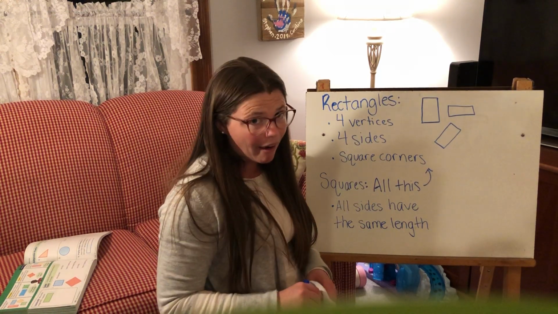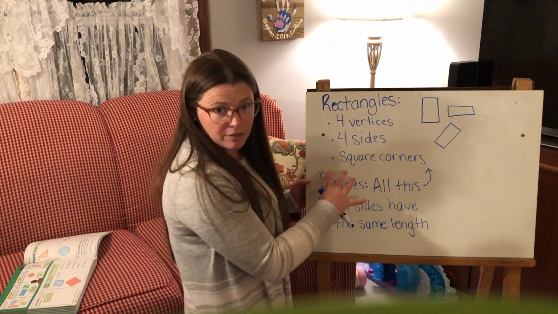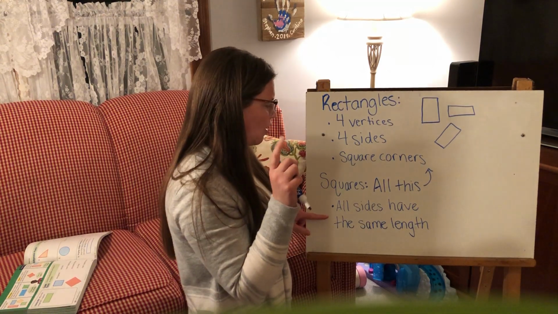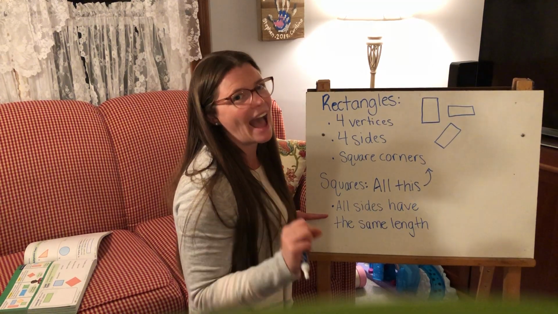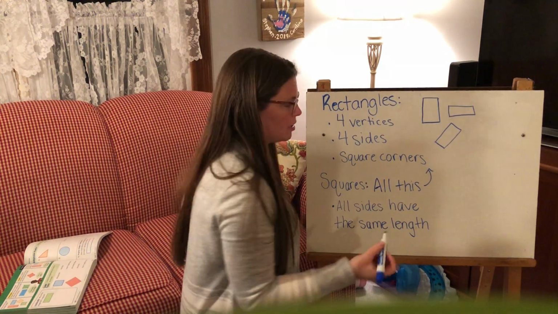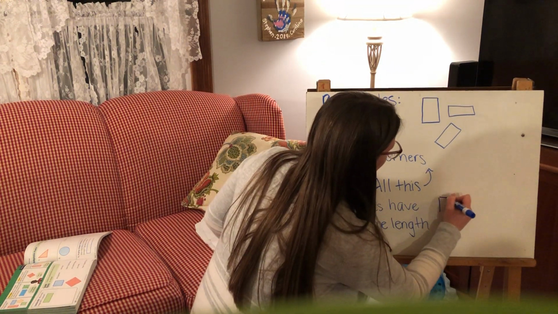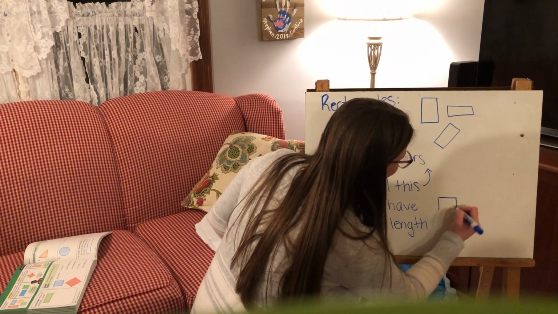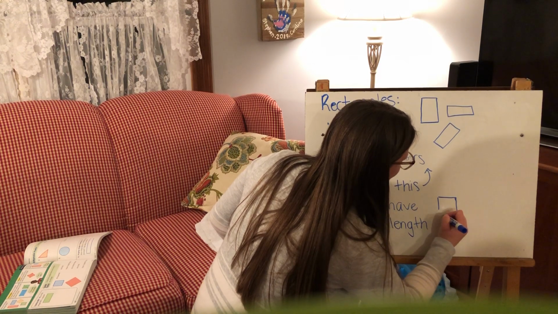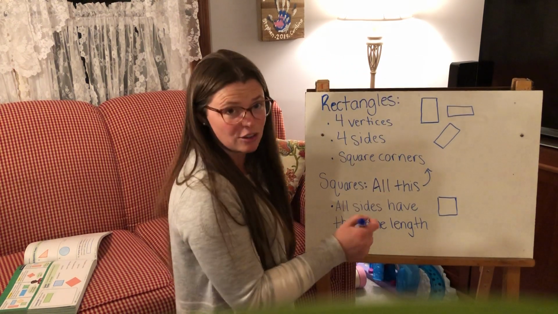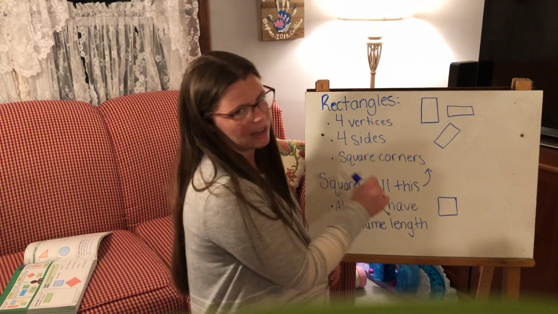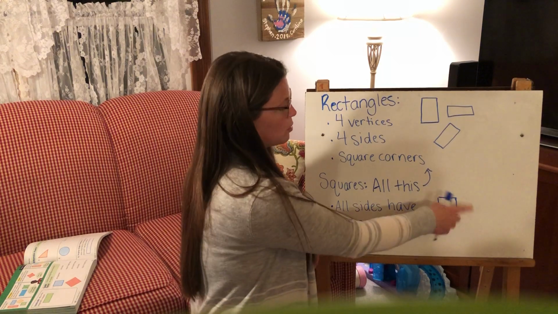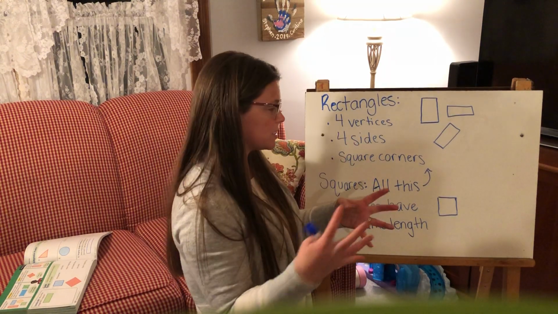Now, a square follows all of these rules, but it has one more. All of the sides have to have the same length. So, we know that squares look like this. Woo, that's a terrible one. Okay, squares tend to look like this, right? Where each side, I did the best that I could, have the same length. We have those square corners, there's 4 corners, there's 4 sides.